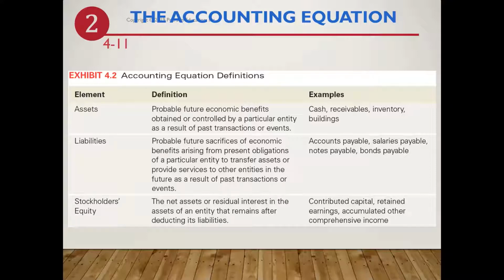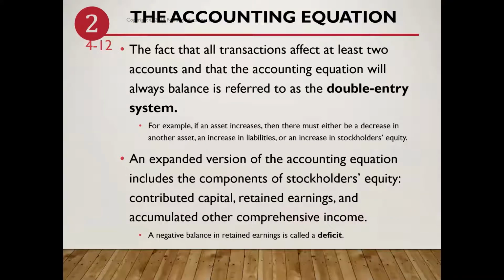Stockholders' equity, the third element. It is the net assets or residual interest in the assets of an entity that remains after deducting its liabilities. Contributed capital consists primarily of owners' investments in the business. Accumulated other comprehensive income increases or decreases with other comprehensive income. Other comprehensive income is an additional component of comprehensive income.